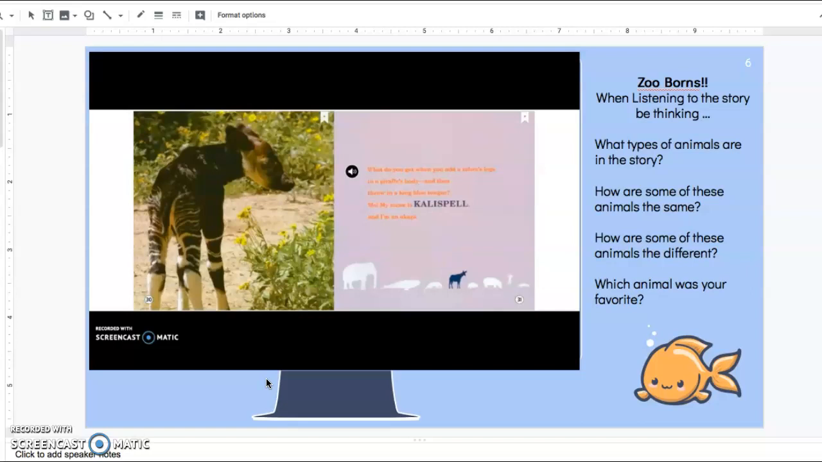What do you get when you add a zebra's legs to a giraffe's body and then throw in a long blue tongue? Me. My name is Kalispell, and I'm an okapi.